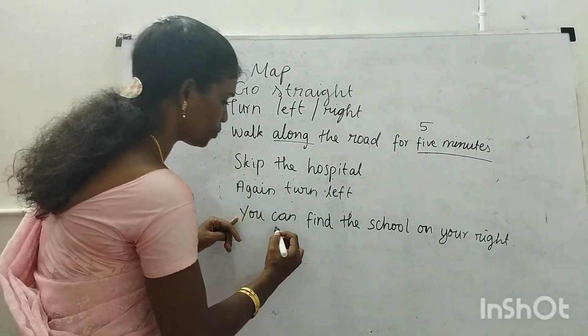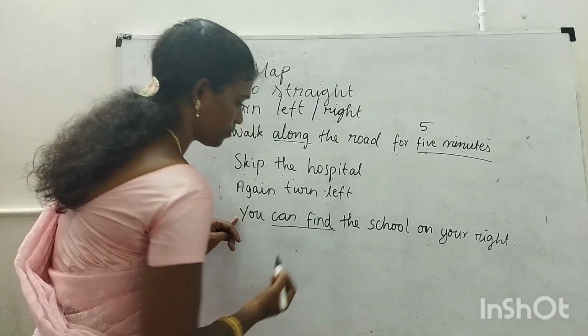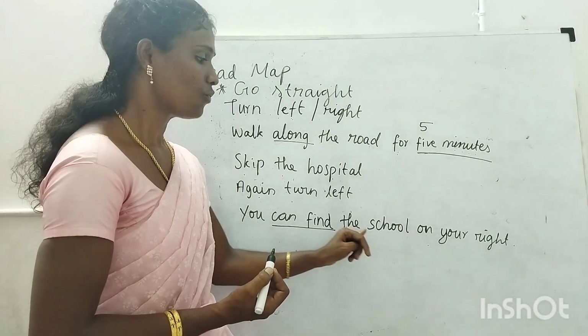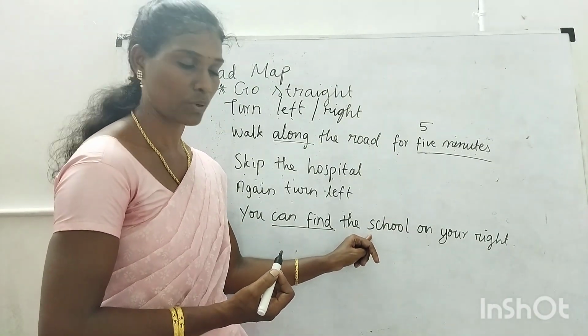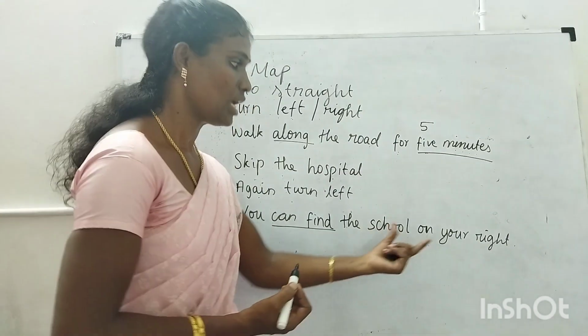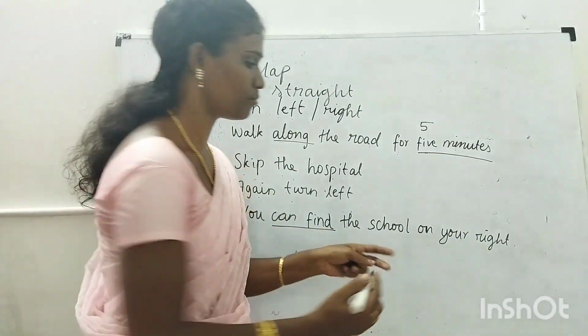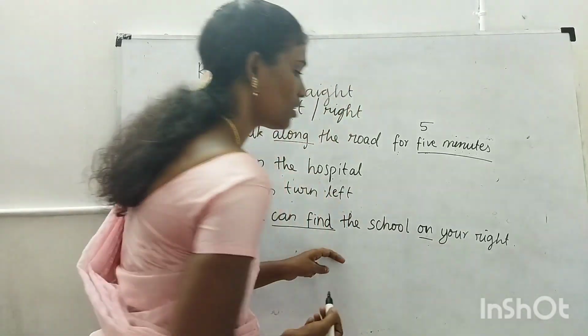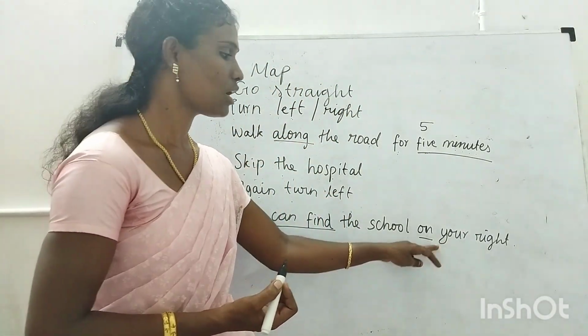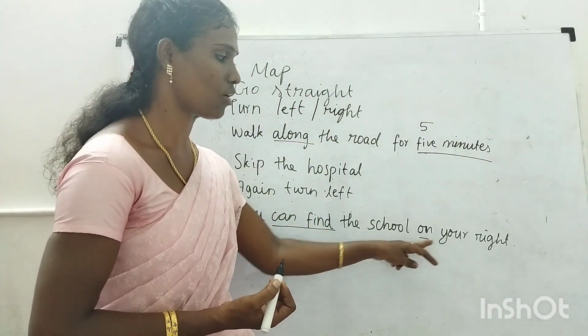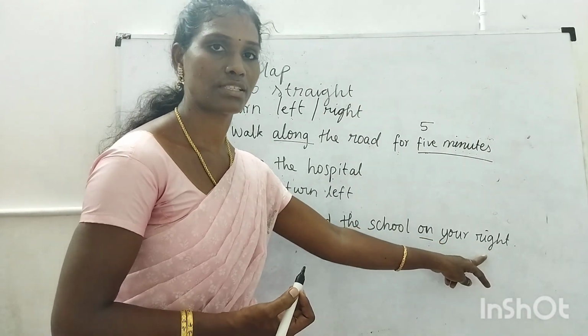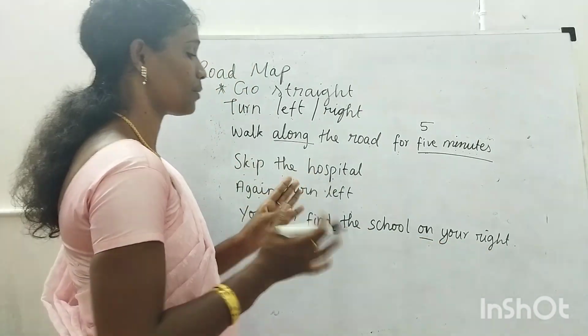For the last point you can use "you can find". You can find the place to which we have to direct that person. That place you can mention, and on your left side or right side. Before that you have to use the preposition "on": on your right, or else you can say on your left. That's all.